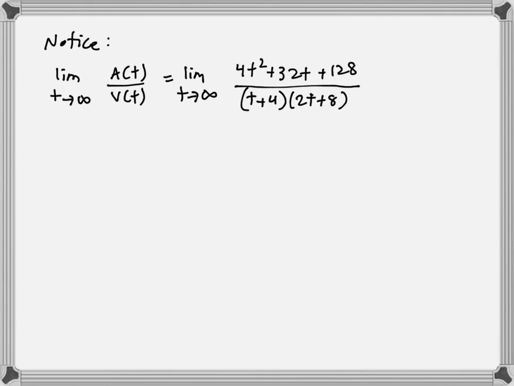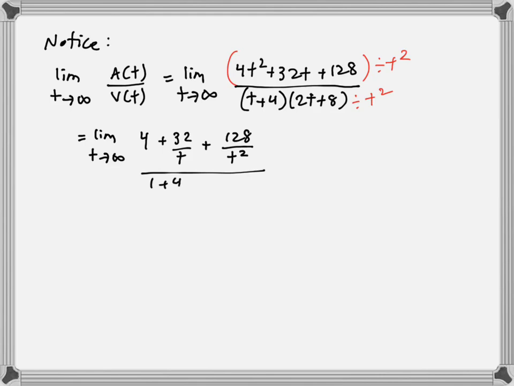So when you take the limit as t goes to infinity of that, if I divide the top by t squared and I divide the bottom by t squared, I end up with the limit as t goes to infinity of (4 plus 32 over t plus 128 over t squared) over (1 plus 4 over t) times (2 plus 8 over t). And that goes to 0, that goes to 0, that goes to 0, that goes to 0. You end up with 2. Which is what I was saying. So if you were to fill this thing up forever and the tank never overflowed, the concentration actually approaches what you're pouring into it, which in this case is 2 grams per liter.